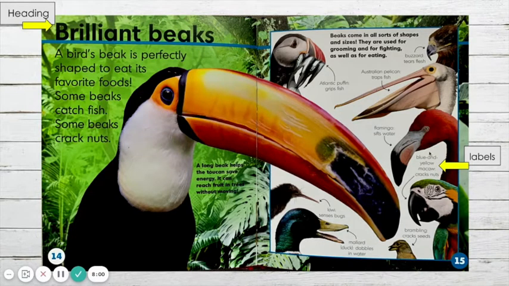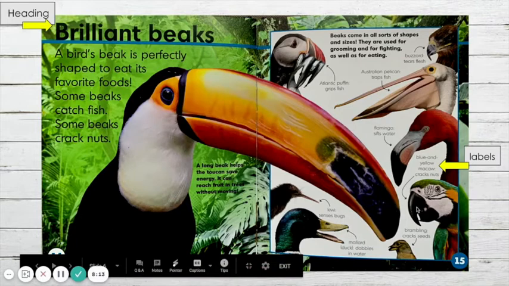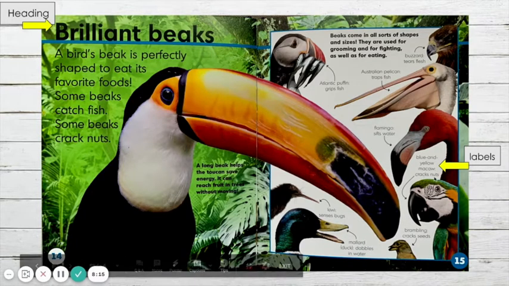For example, this label says blue and yellow macaw cracks nuts. It tells us, and it shows us the arrow to point to the macaw. It tells us that this bird is a blue and yellow macaw, and that the job of this beak is to crack nuts. Now I saw one more text feature. What was it? Well, actually, I see 2 more text features.